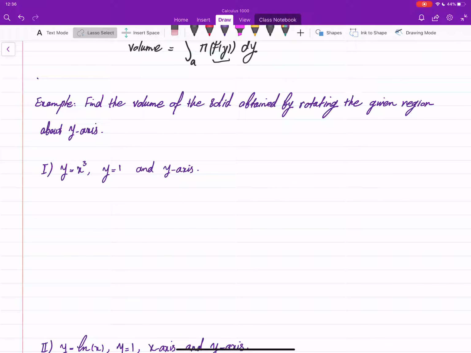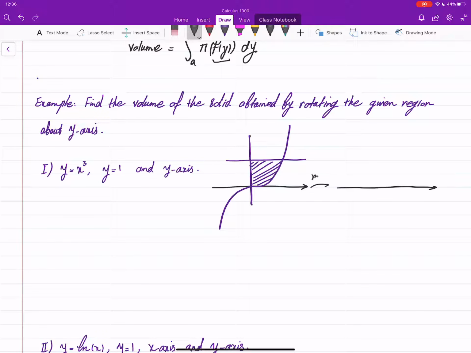So we have y equal to x cubed, y equal to 1, and the y-axis. Let's see what kind of region this is. Y equals x cubed is something like this. Y equal to 1, let me just draw it from here. And the y-axis. So all these three. Okay, so the region is this, and then we rotate it about the y-axis.